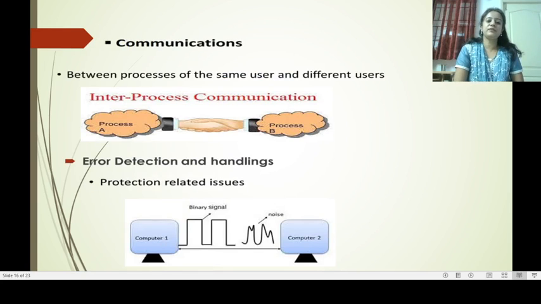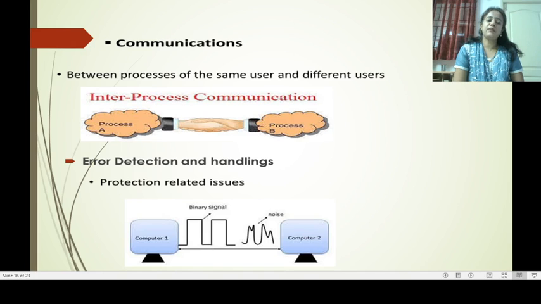Communication. Communication plays a vital role in the present scenario. Here we are talking about the communication between two processes on the same machine or on different machines. Here communication means processes will communicate with each other for message passing. It's very essential. It is also called inter-process communication. Here process A can communicate with process B for proper work done.